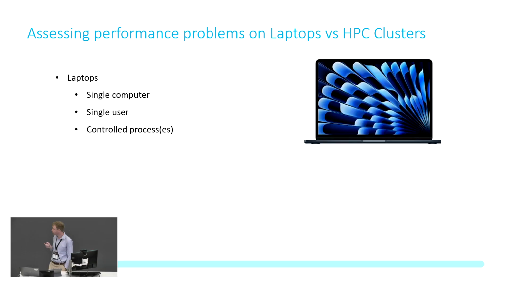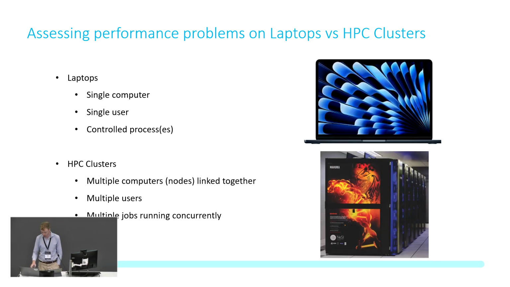Because on a laptop, you've got a single computer, single user, and the processes are pretty controlled. But once you start getting to an HPC cluster, then you're working with multiple nodes which are linked together, so you can have complexity when you've got jobs running across nodes. You've got multiple users using the setup at the same time with multiple jobs running concurrently. And that's in particular why we made sure that when diagnosing the problem, we were looking at one node only, and only allowing one user, myself in this case, to use the node.